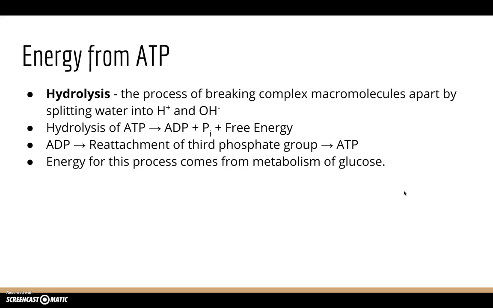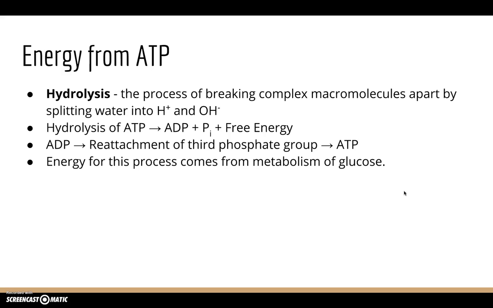Hydrolysis is a process of breaking complex macromolecules apart. During hydrolysis, water is split and the resulting hydrogen atom and a hydroxyl group are added to the larger molecule. The hydrolysis of ATP produces ADP, together with an inorganic phosphate ion and the release of free energy.